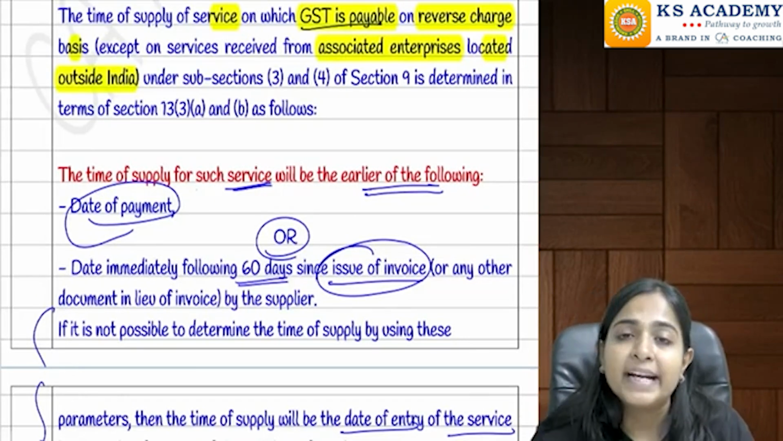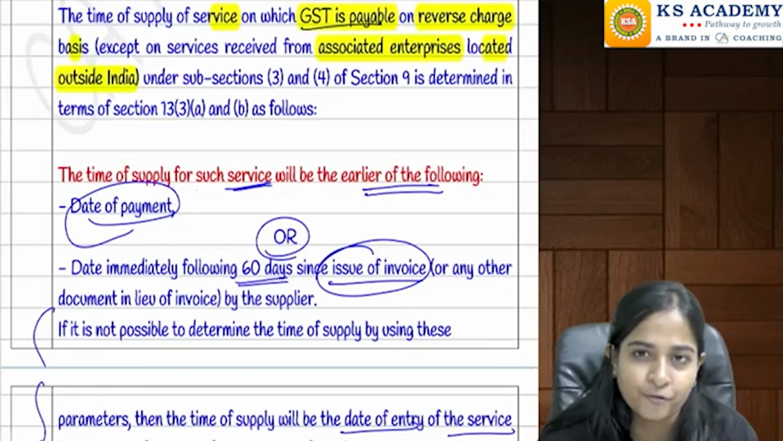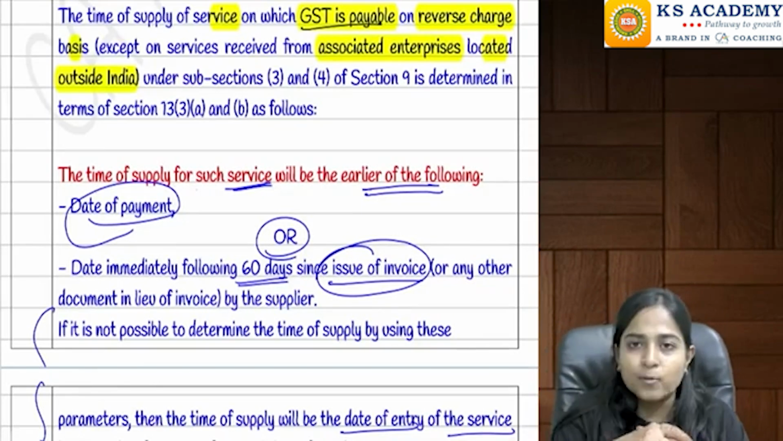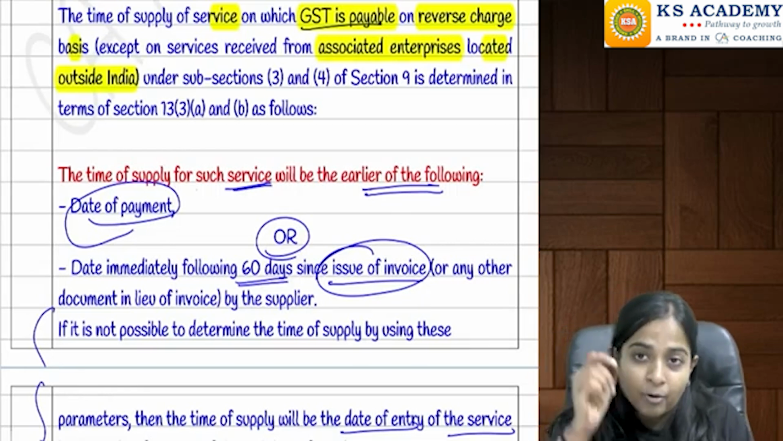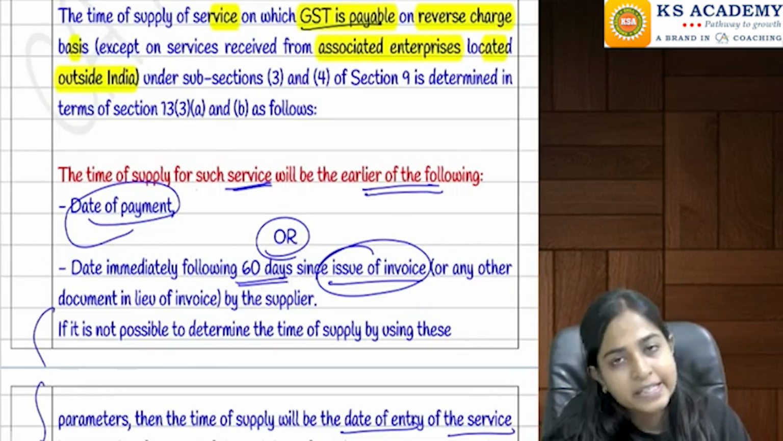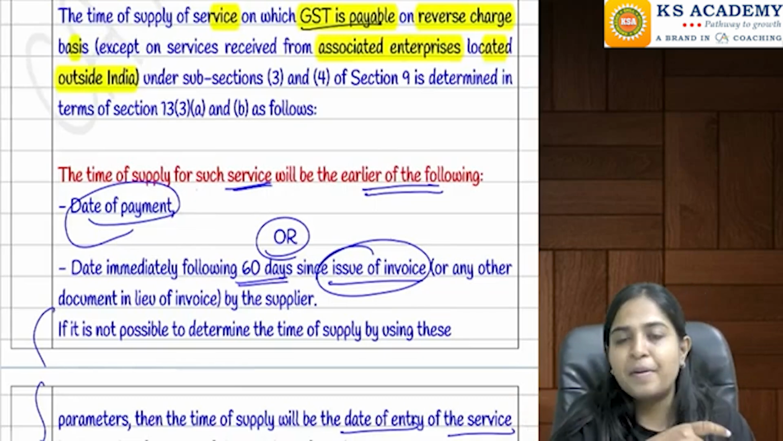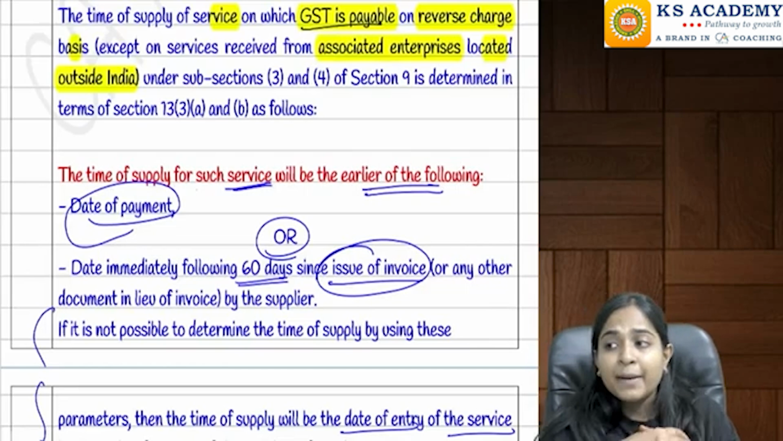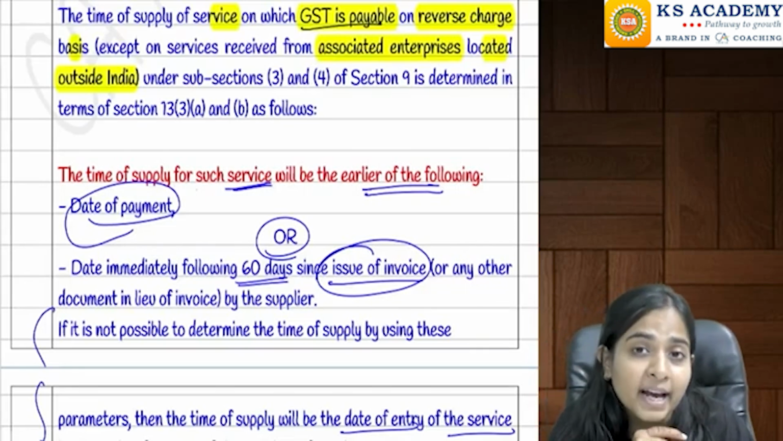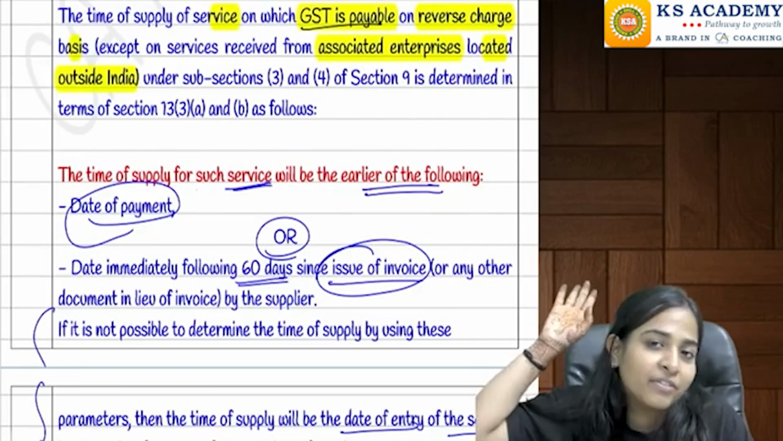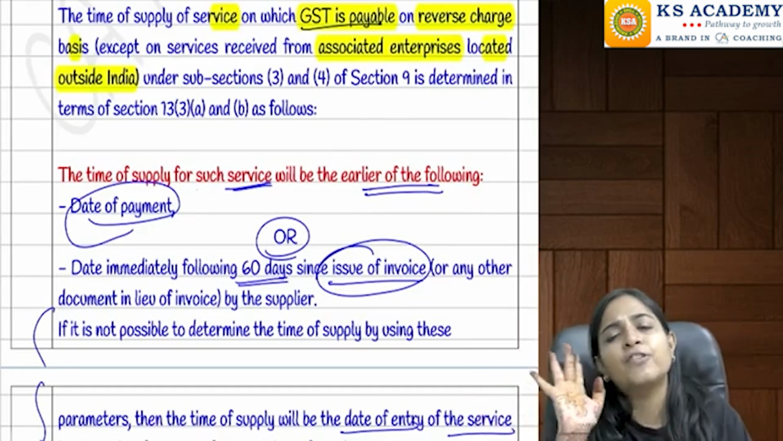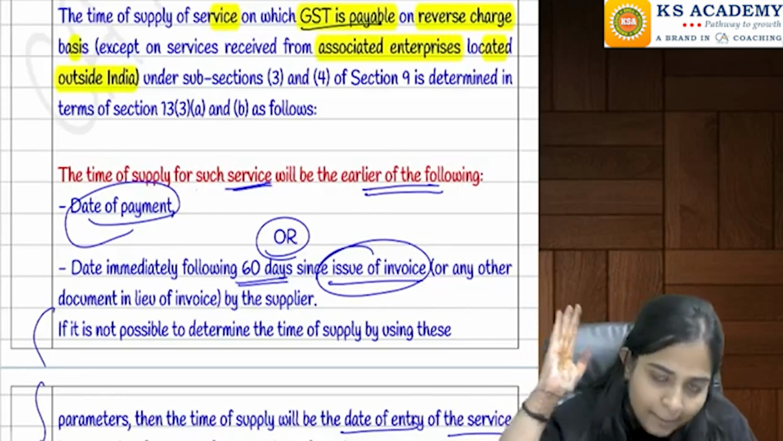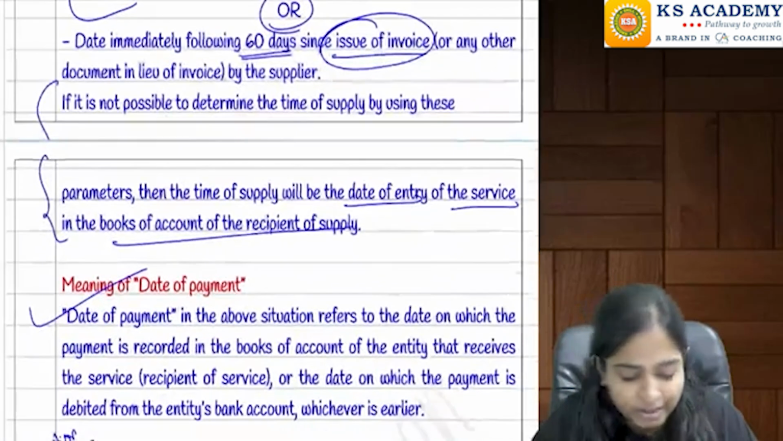Okay, now what do you mean by date of payment? We are talking from the recipient's point of view. The date when the recipient records the payment in his books of accounts, or the date when the amount is debited from his bank account, whichever is earlier. So, date of payment or 61st day from the issue of invoice, whichever is earlier. There can be a possibility that the payment is yet to be done, but the invoice has been issued. So, the government says we will not wait for the date of payment, we'll wait for 60 days. The 61st day will become the time of supply, and you will be liable to pay the GST. Are you clear with this?